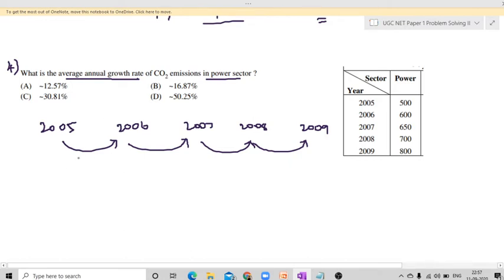So for the year 2005 to 2006, it is very clear, it is going from 500 to 600. So 500 to 600 is actually 100.